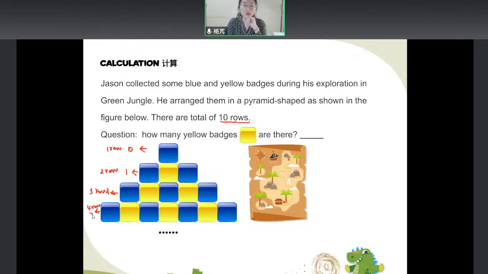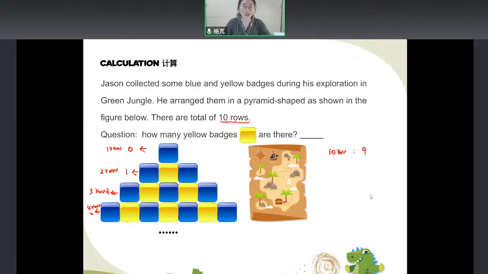Do you find a pattern? Do you find out something? If we have 10 rows, how many yellow baggage are there in the 10th row? Can you tell me in the chat box? Very important. In the 10th row, how many yellow baggage are in that row? Yes, good job. It cannot be 10, it should be 9.